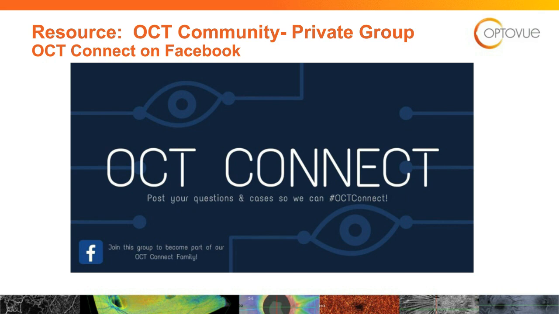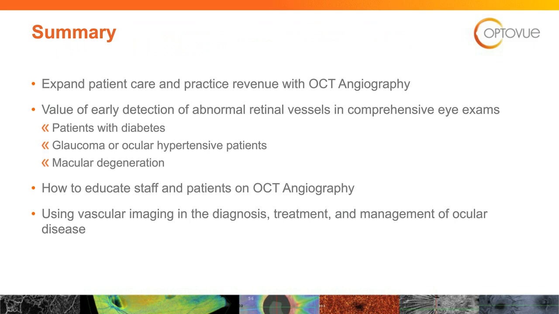So in summary, expand patient care and private practice revenue with OCT angiography. The value of early detection of abnormal vessels in comprehensive exams, especially in patients with diabetes. You could use it in glaucoma or in ocular hypertensive patients. And really, angiography has folded back in that macular degeneration patient. I always kind of felt that really wasn't serving that patient at the highest level. Now I believe I flipped that, and I'm even doing more than a fluorescein angiography can do.